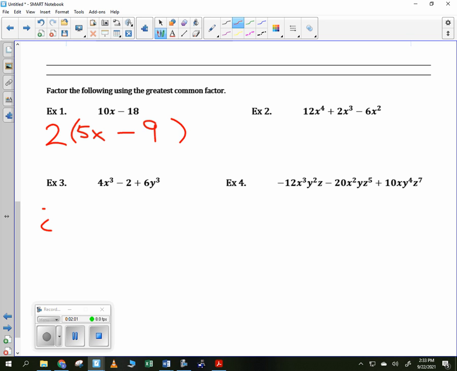12, 2, and 6 are all divisible by 2. And they all have how many x's? So I take out the x squared. 2x squared times what is 12x to the 4th? 6x squared. 2x squared times what is 2x cubed? X. And 2x squared times what is negative 6x squared? It's minus 3.